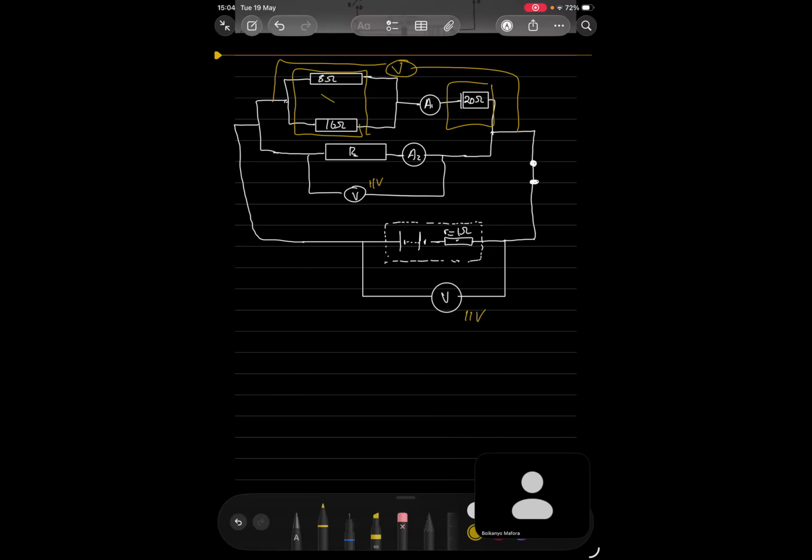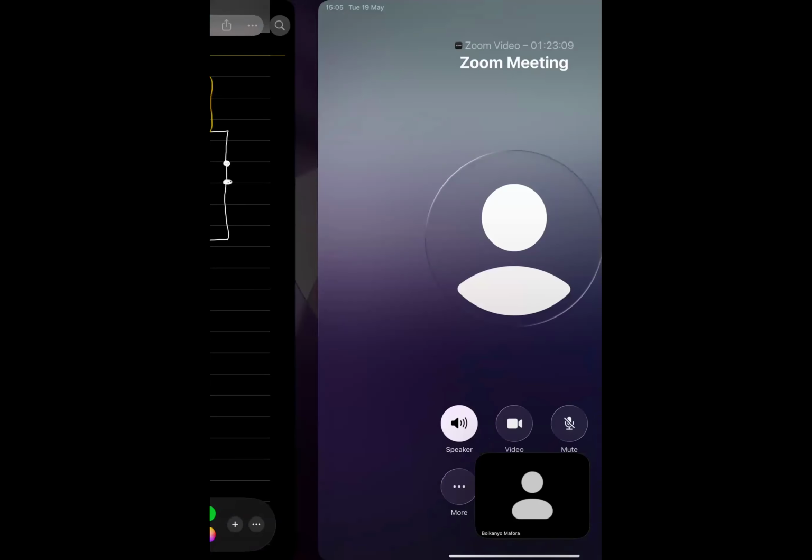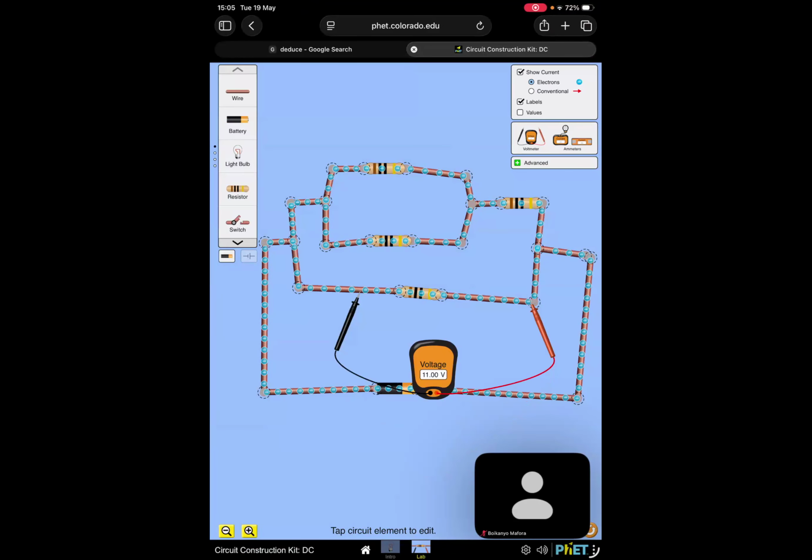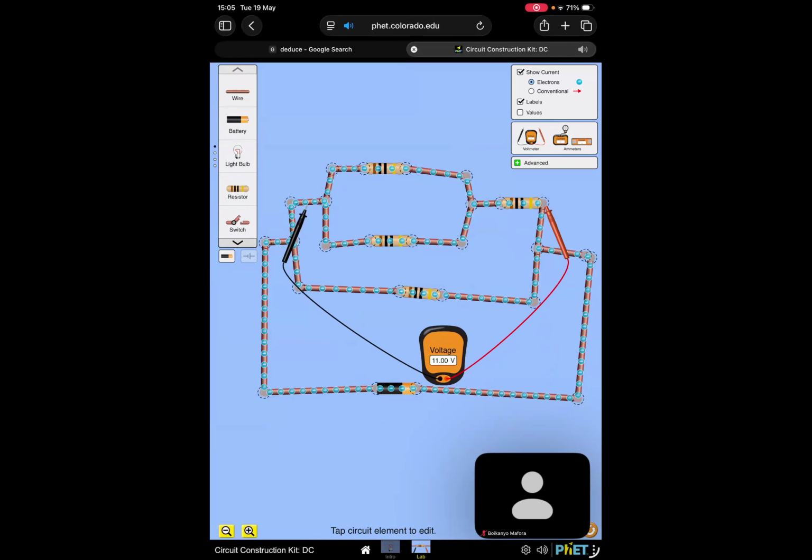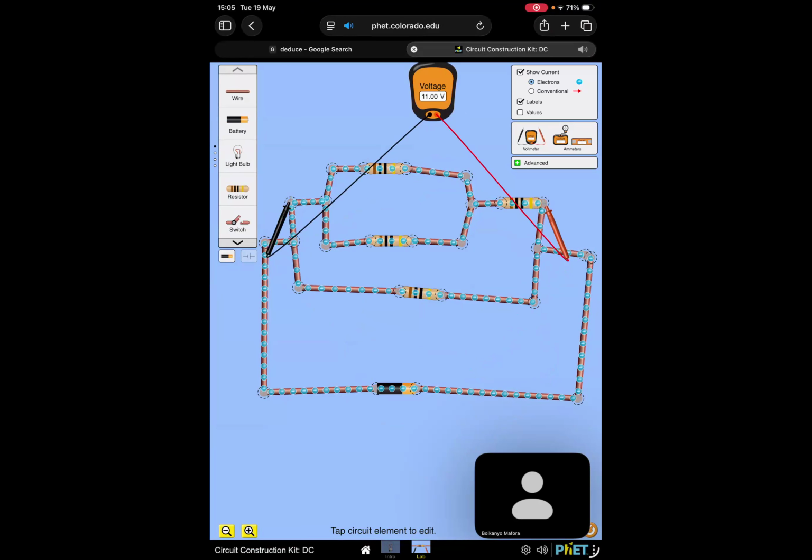Because this and that guy, they're in series. So in a series circuit, we have potential dividers. And if we check on a simulation, if I measure from here to here, do you see it's 11 volts? But the voltage across these two is not 11 volts. Because of why?